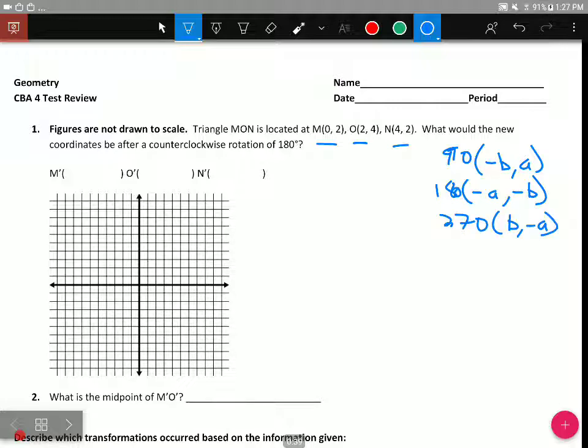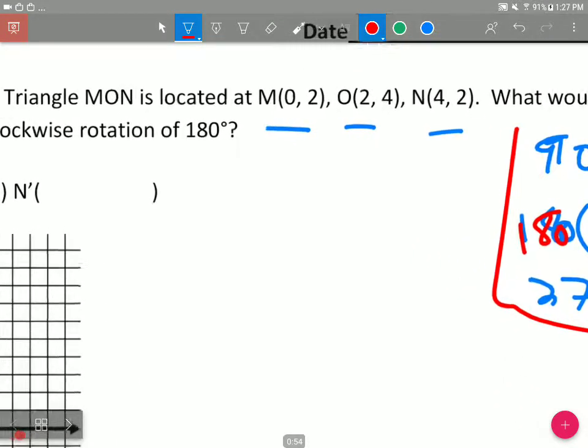Okay, so the way I always remember this is this one you just flip the signs, but these two you flip them, but one of them you make the B negative and the other one you make the second one negative. That's just how I remember it. That's a 180. Anyways, so those are the rules. So here we go. Let's start figuring this out real quick.